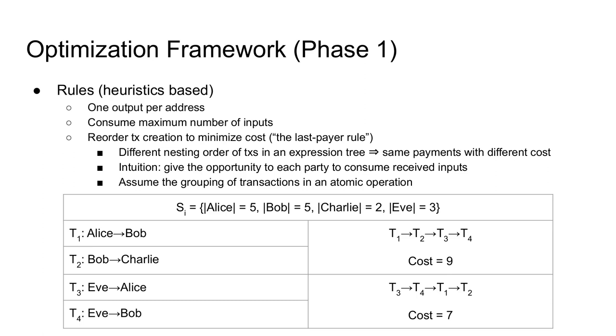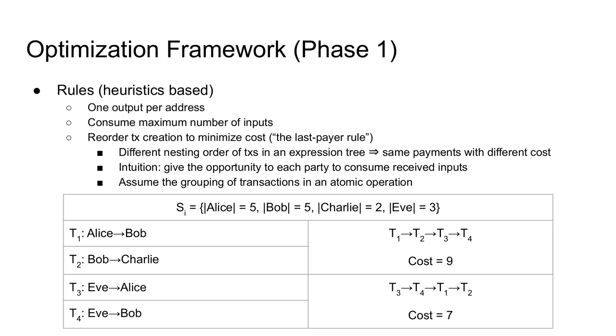So let's go to phase one. Phase one consists of various rules that are heuristic based and, depending on the system or the construction of the ledger, are ad hoc solutions that are flat across all transactions. In all cases, a heuristic that is part of these rules will end up in a better or more efficient transaction. For example, one such heuristic is to produce a single output per address per transaction.